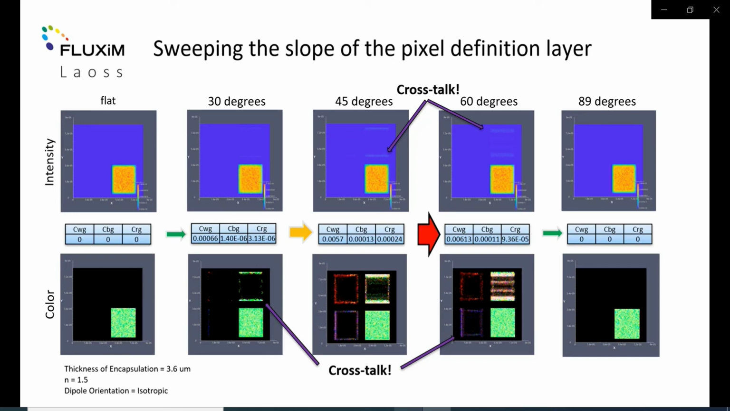The intensity map is used to quantify the light leakage as the OLED intensity of adjacent pixels divided by the intensity of the green pixel. Interestingly, the crosstalk is highest for a slope of 45 to 60 degrees.